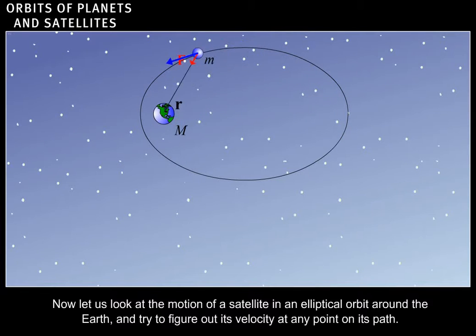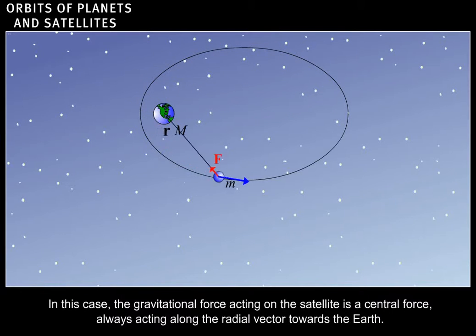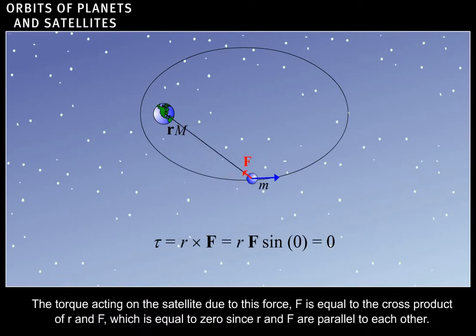Now let us look at the motion of a satellite in an elliptical orbit around the Earth, and try to figure out its velocity at any point on its path. In this case, the gravitational force acting on the satellite is a central force, always acting along the radial vector towards the Earth. The torque acting on the satellite due to this force, F, is equal to the cross product of r and F, which is equal to 0 since r and F are parallel to each other.